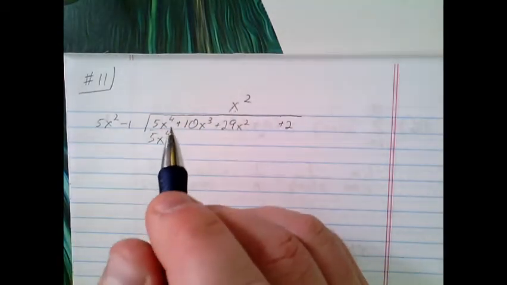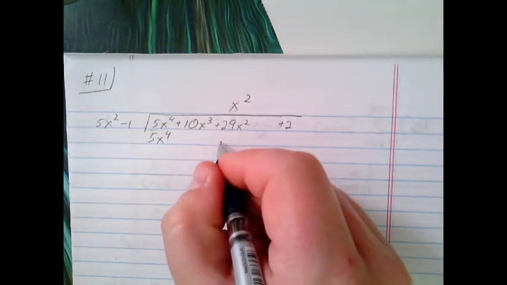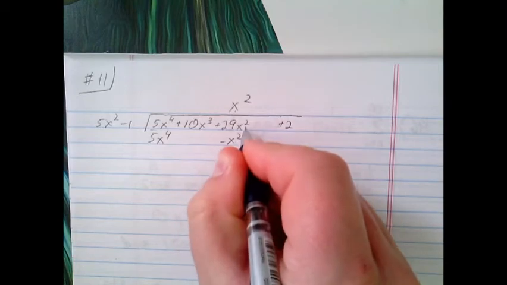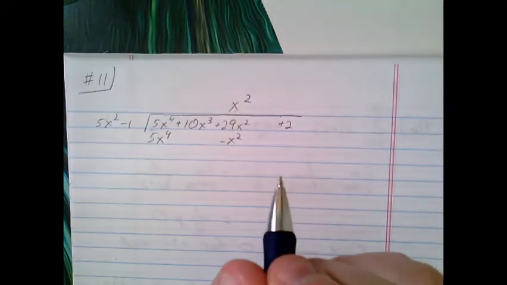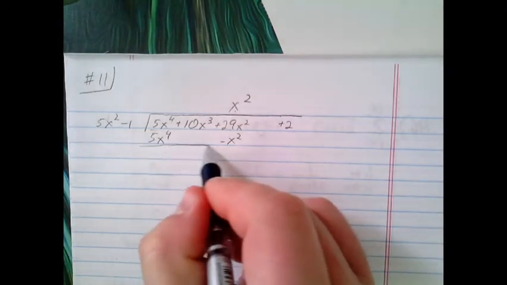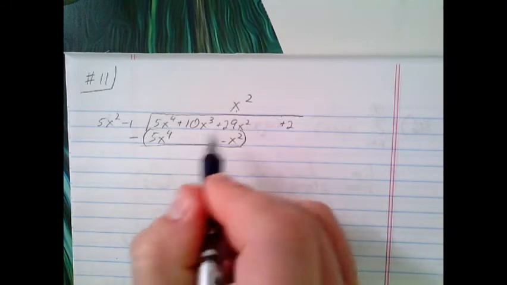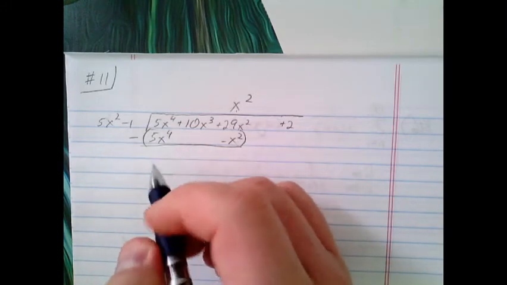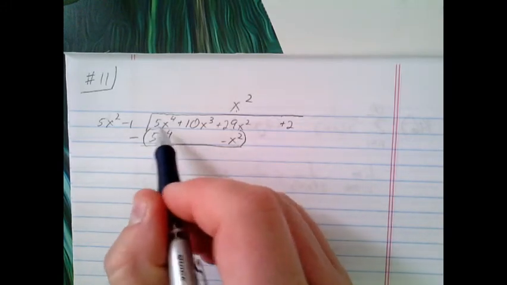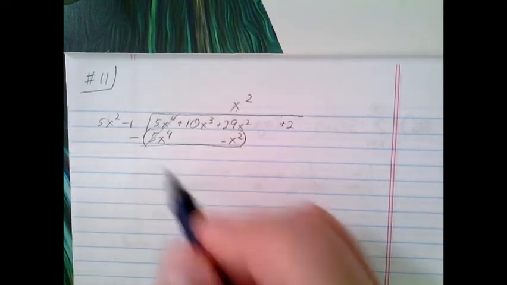Now, x squared times minus 1 is minus x squared. Now notice when I write that down, I'm going to put it under the x squared term in the dividend. Okay, I want to try to keep this stuff lined up. Now, I'm going to subtract. So I put my quantity in parentheses and put a subtraction sign out front. 5x to the 4 minus 5x to the 4 is 0.